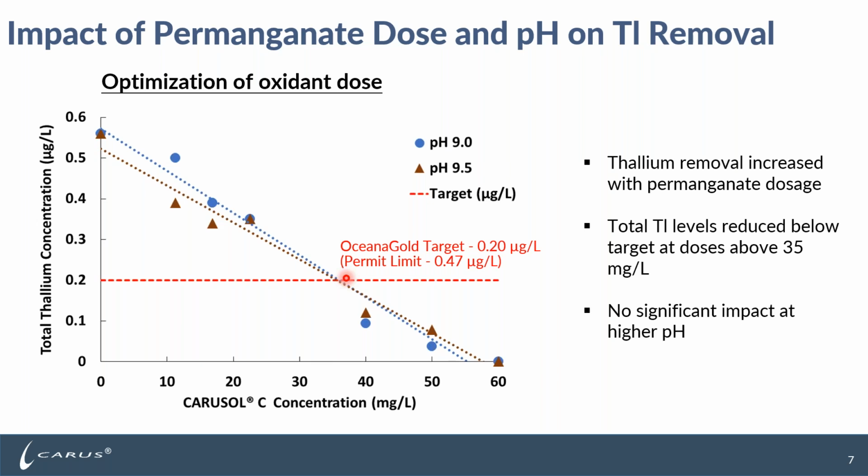so really low levels. We also wanted to look at the impact of pH and whether we could achieve more efficient thallium removal using a lower Carusol C dose at higher pH. The brown data points here show that there isn't really any significant difference in thallium removal by increasing that pH to 9.5.